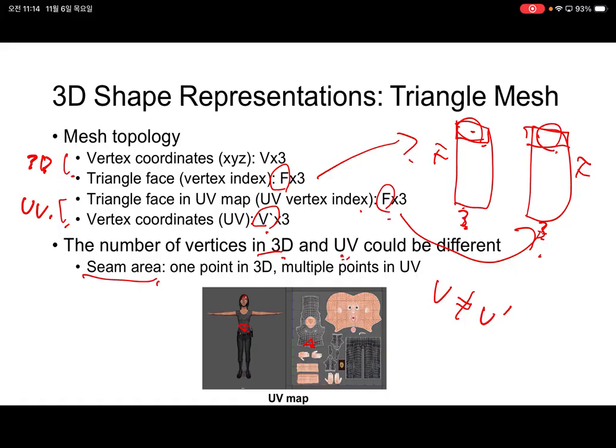Let's say I open my head. Let's say my head is here, and I open my head like this. Then at this seam area, originally in 3D space, this has a single point, right? But when I open this, then there are multiple points. These two points actually belong to the same point in the 3D space. But in UV space, as we unwrap 3D to the 2D space, there can be multiple UV points which actually mean the same point in the 3D space. So the number of vertices in the UV map is different from the number of vertices in 3D space. The triangle face count is the same.